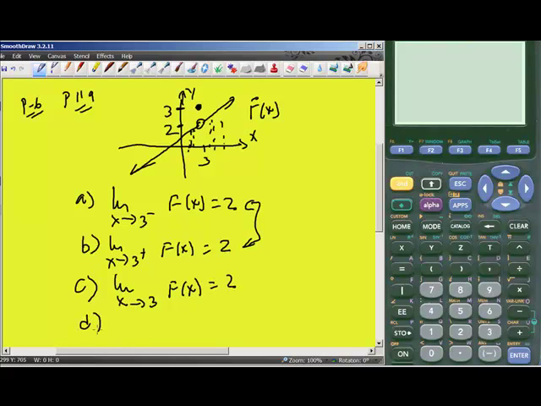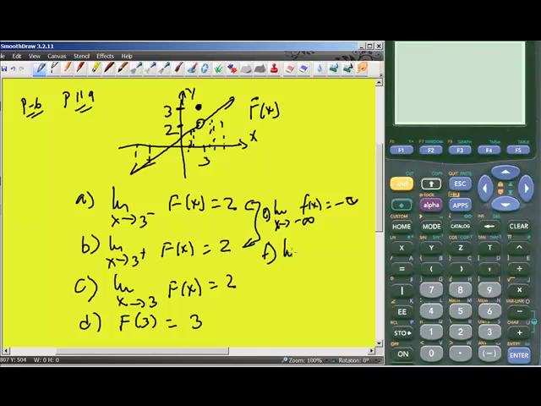What about D? What is f of 3? Well, it's not 2, because it jumps right there, and f of 3 is 3. And let's check the end behavior. Okay, that's my E. Limit as x goes to negative infinity of f of x. When I go to the left, it's going down, so therefore it goes to negative infinity. That means no horizontal asymptote.